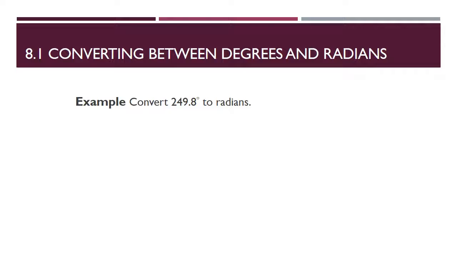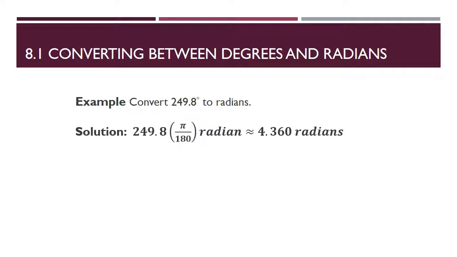All right, so convert 249.8 degrees to radians. Pause the recording, give this a try, and resume to check your answer. Okay, so we're multiplying 249.8 times pi over 180. You can use whichever method you want to solve for this, and you should get approximately 4.360 radians.